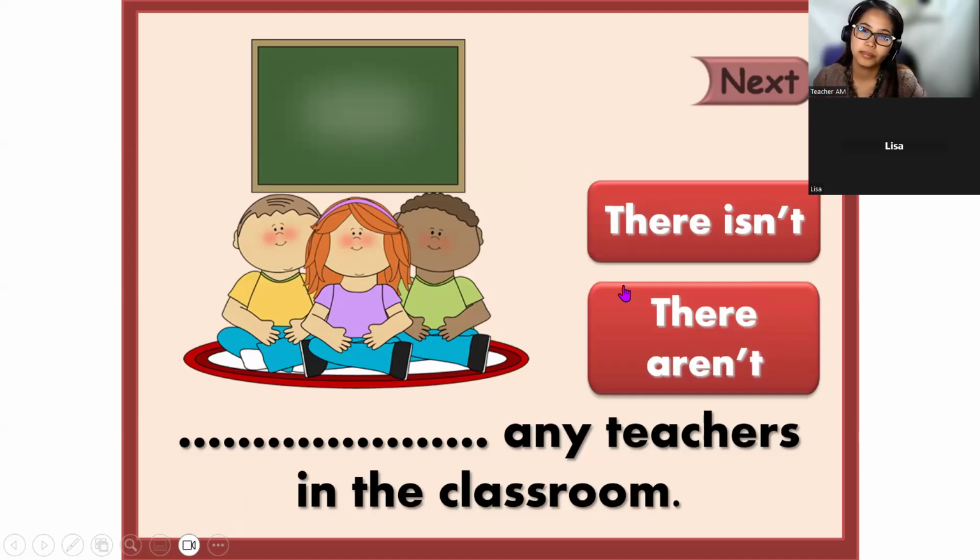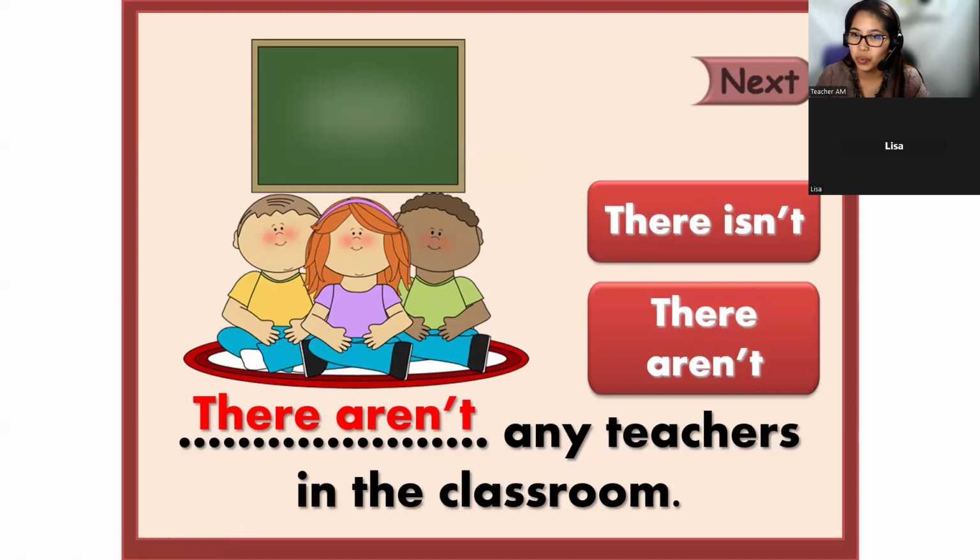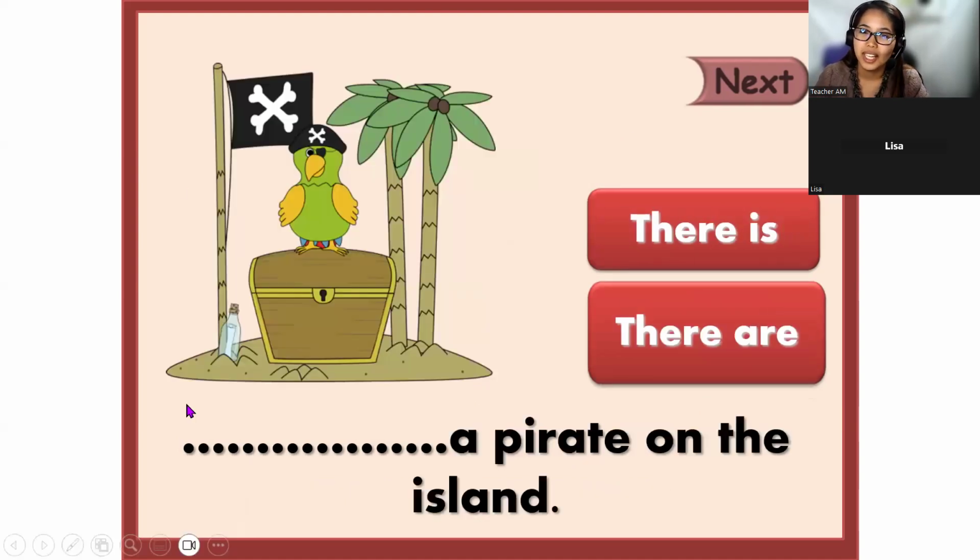There aren't any teachers in the classroom. Very good. Okay, who are just there in the classroom? Two boys and one girl. That is right. Wow, nice, Dolin. How about this one? There's a pirate on the island. Yes, very good, Dolin. You've got it correct.